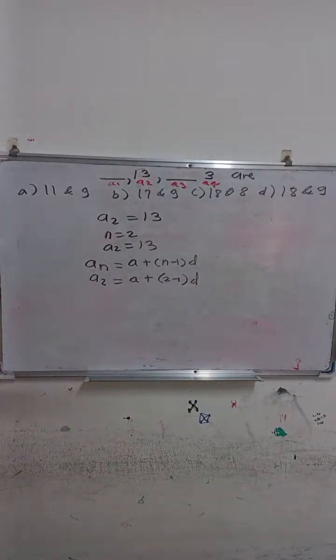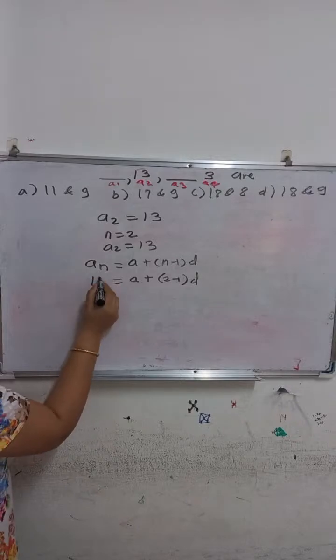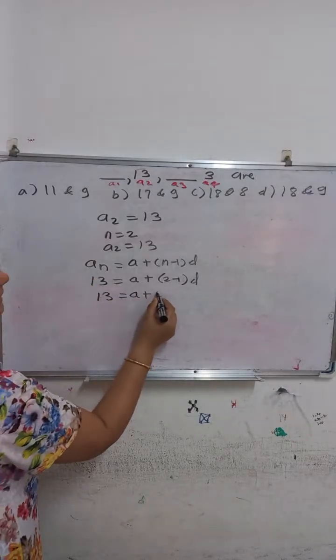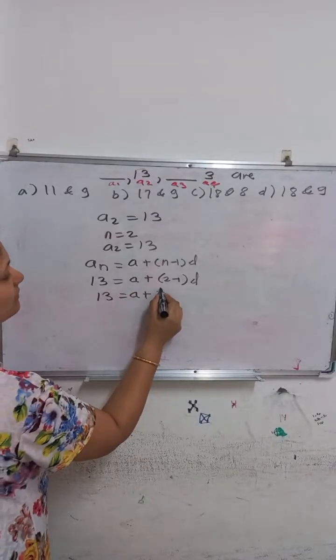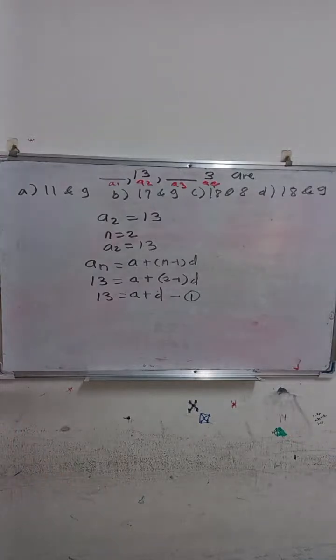Can you get this? समझ में आ रहा है सबको? So a2 is nothing but 13, so I will substitute 13 here. So 13 is equal to a plus 2 minus 1, which is nothing but d. Okay, keep this equation as equation 1. Can you get up to here? सबको समझ में आ रहा है up to here?